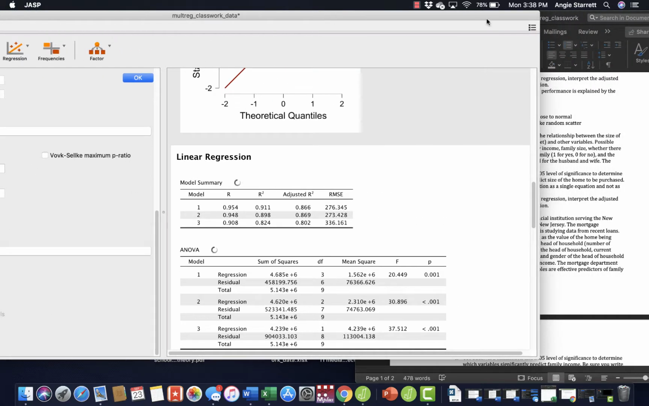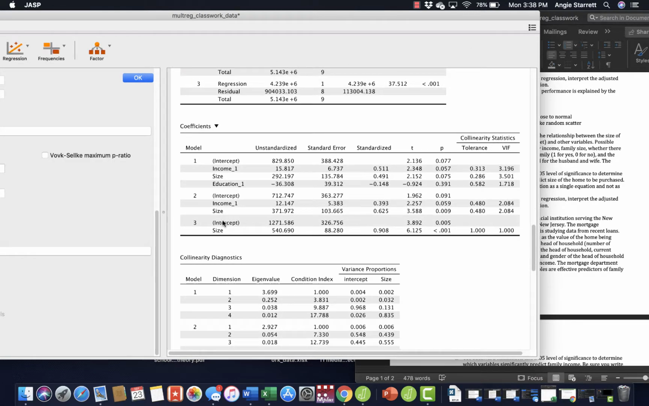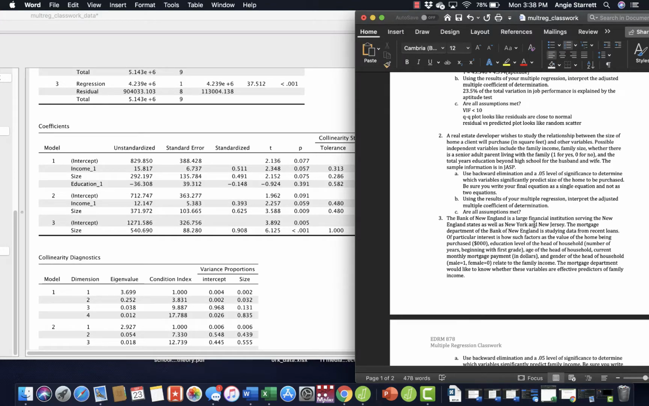All right, so what do we have? Looks like we ran 3 iterations. Notice here we start with income, size, education. Education having a large p-value gets dropped. We go to income and size. Income has a large p-value, so it gets dropped. And so we're left with just size of the family in the model. So does it make sense that size of the family predicts the size of the house?